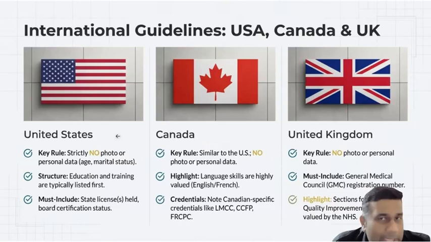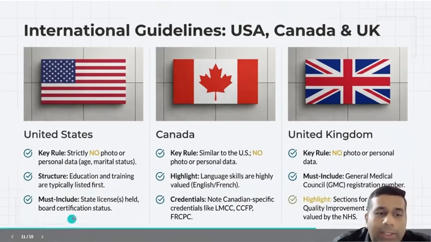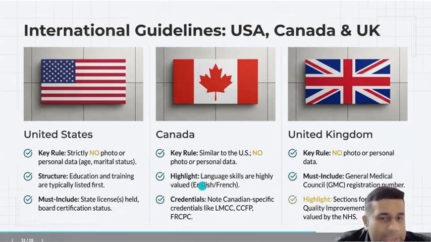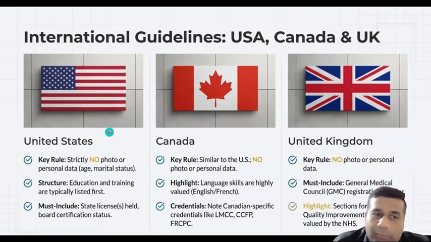Now, these are some international guidelines on creating CVs if you are planning to apply for a job in these specific countries. Okay, so for the US, as I mentioned, photos should not be included. Age and marital status, all those personal details, should not be there. Structure should be focused with education and training as the initial part, followed by the experience and so on. And the state license as well as the board certification status should definitely be included. So these are the basic things to be followed in the US.